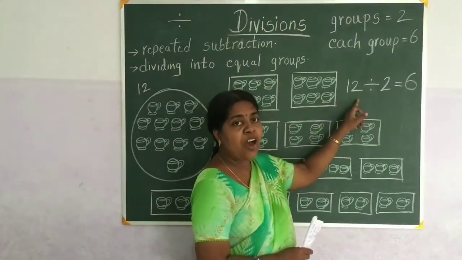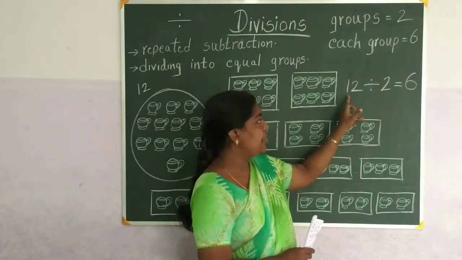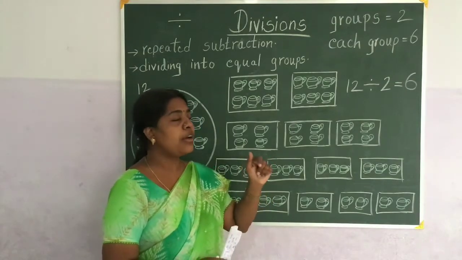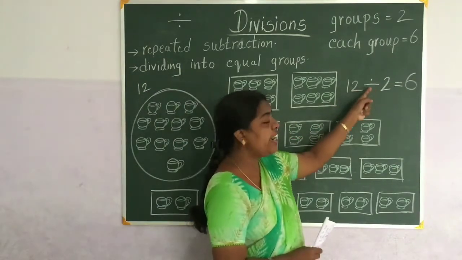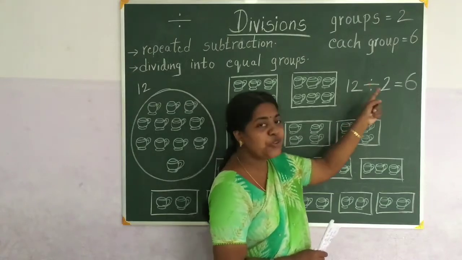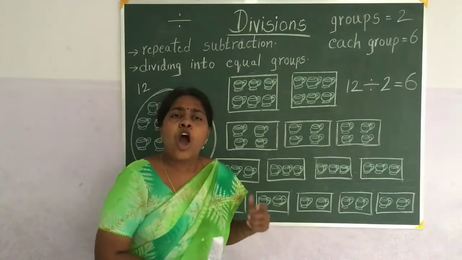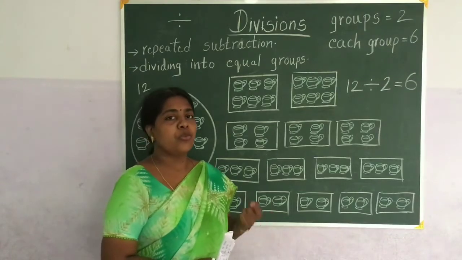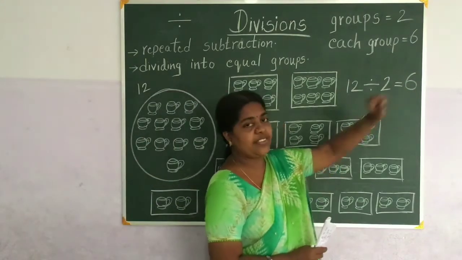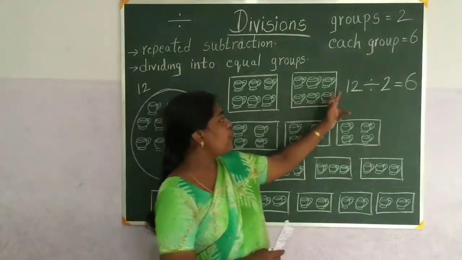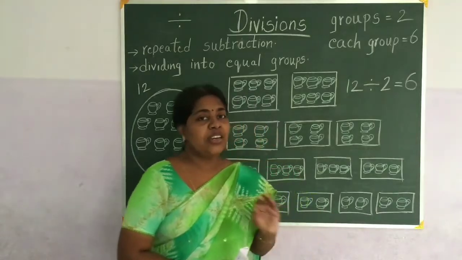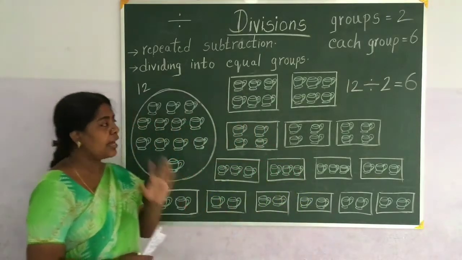I have 12 cups with me. I divided the 12 cups into 2 groups. So how many cups are there in each group? The answer is 6. So the 12 cups are divided into 2 groups, and in each group there are 6 cups.